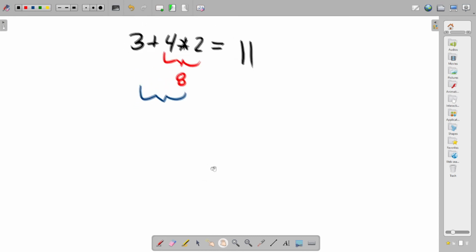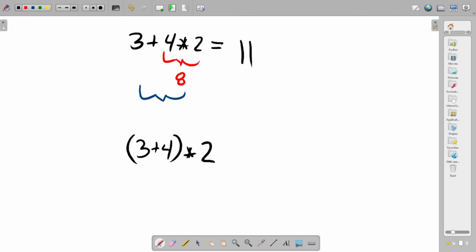If I want it to go left to right, then I actually have to parenthesize it. So remember, we do multiplication first and division first before addition and subtraction, no matter what. But if you want this to go left to right, which might be another way to read it, then we can do it with parentheses. So you'll always need to do 3 plus 4 and then times 2.